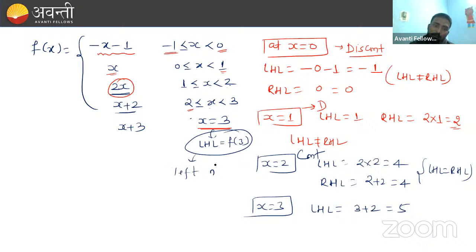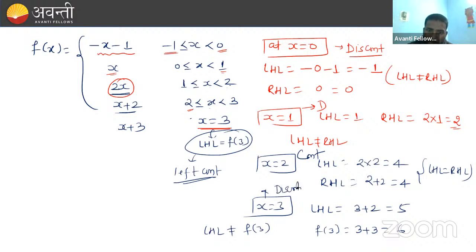I have already taught this. So we have to check what f(3) is. f(3) is 3 + 3, that is 6. So this is not equal. So LHL is not equal to f(3). Then we will say this is also discontinuous.